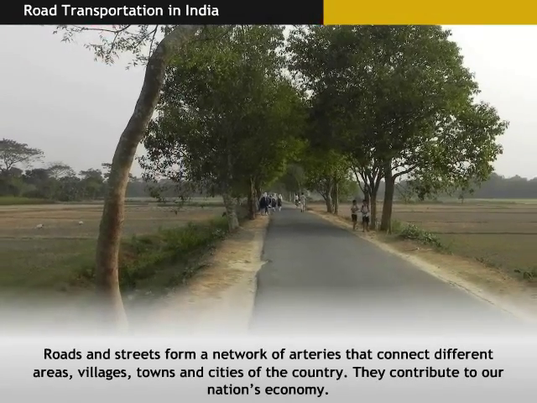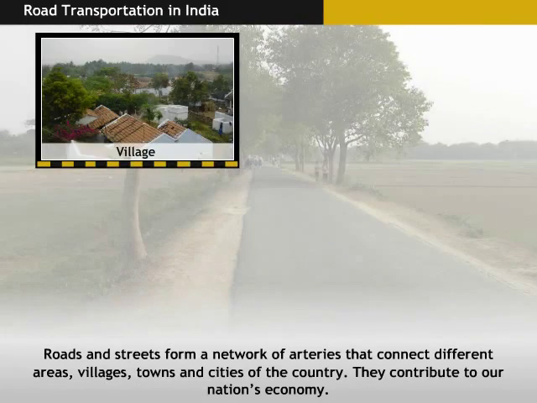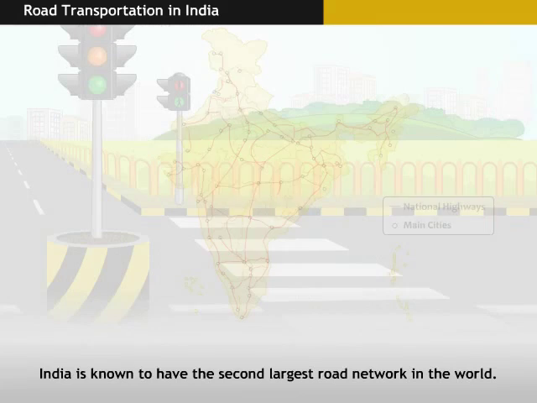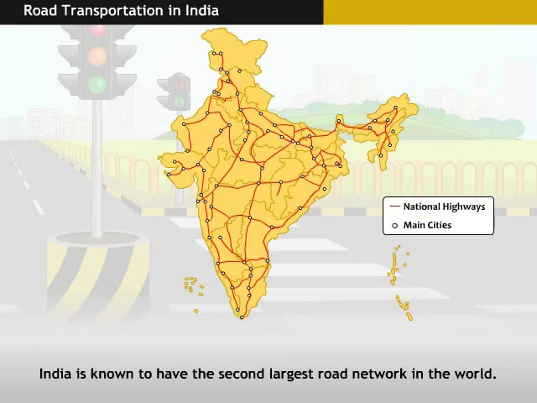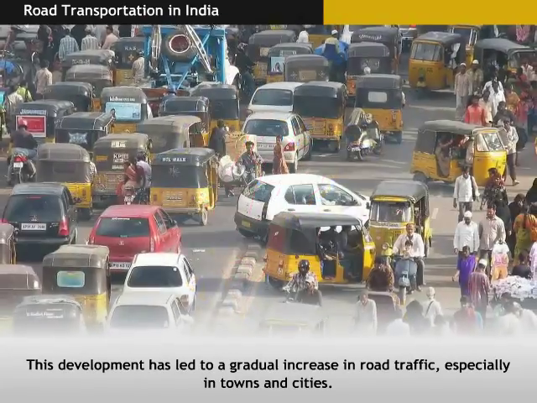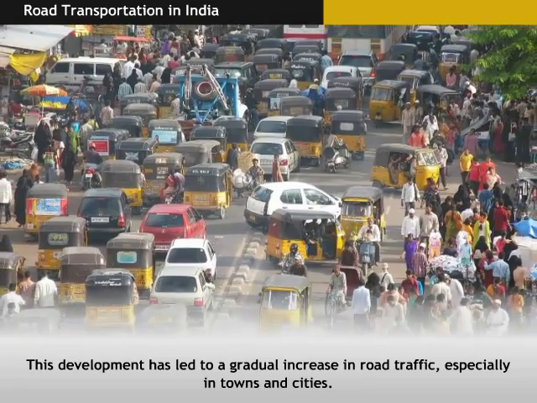Roads and streets form a network of arteries that connect different areas, villages, towns and cities of the country. They contribute to our nation's economy. India is known to have the second largest road network in the world. This development has led to a gradual increase in road traffic, especially in towns and cities.